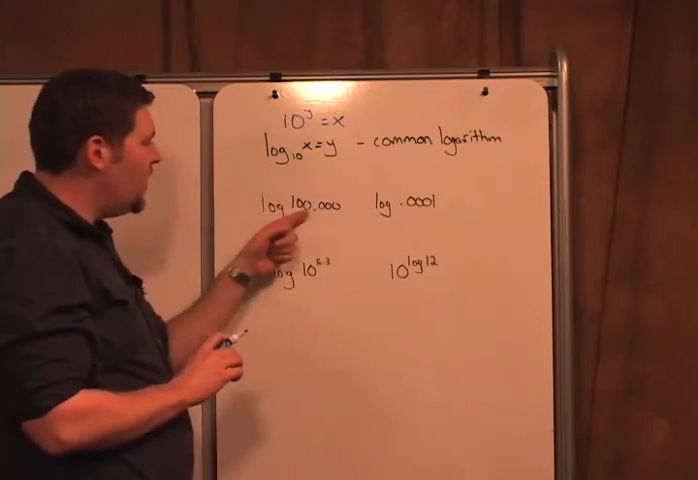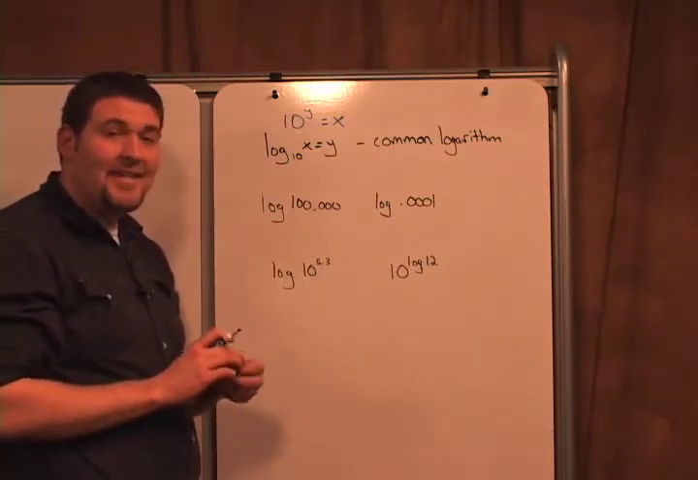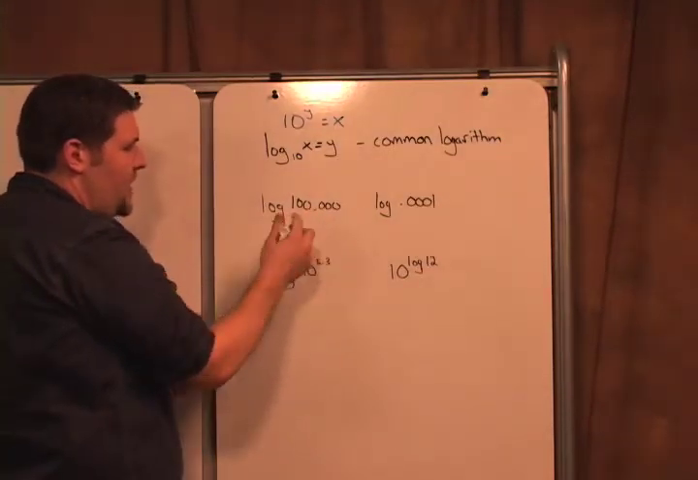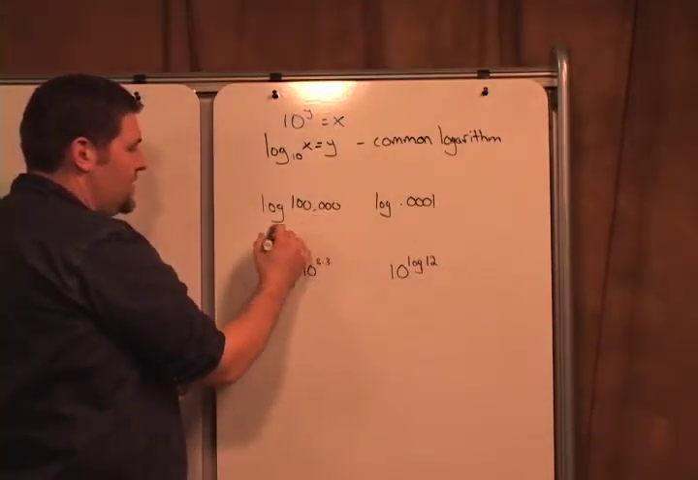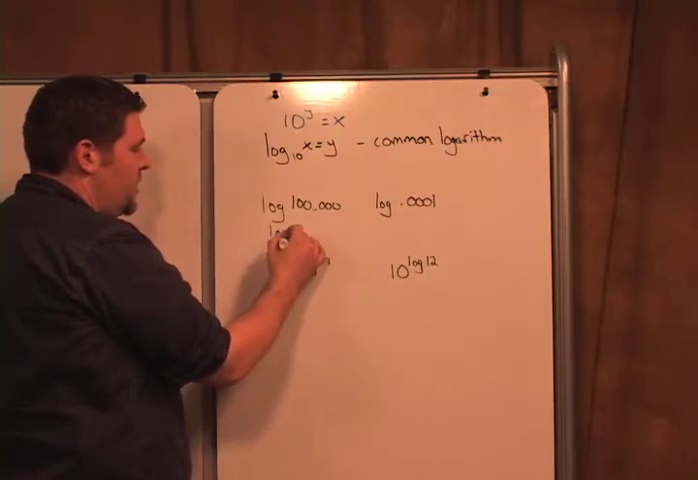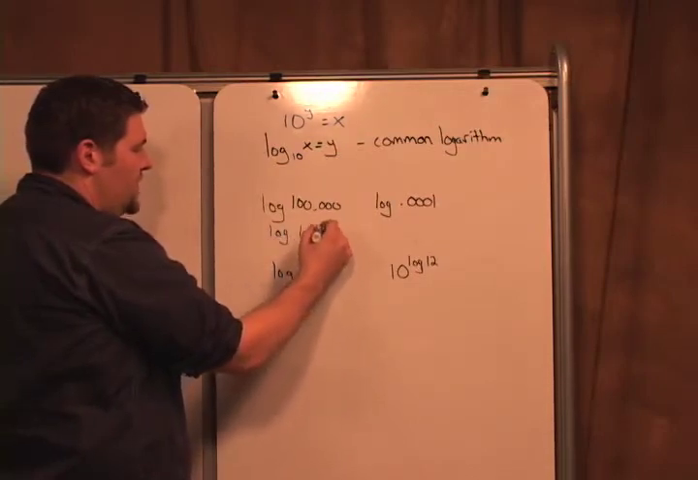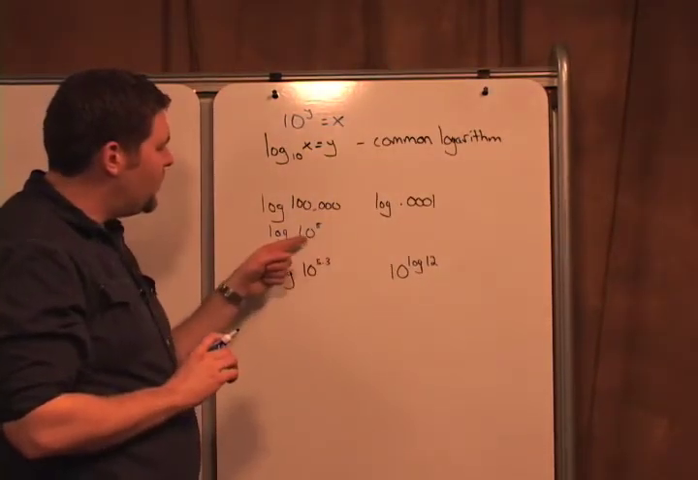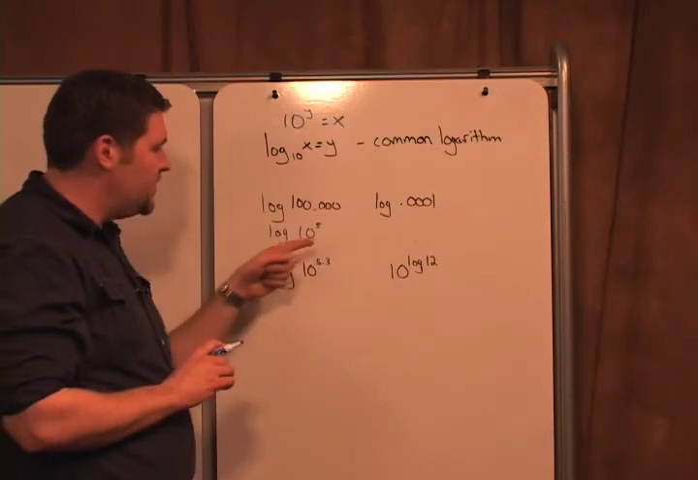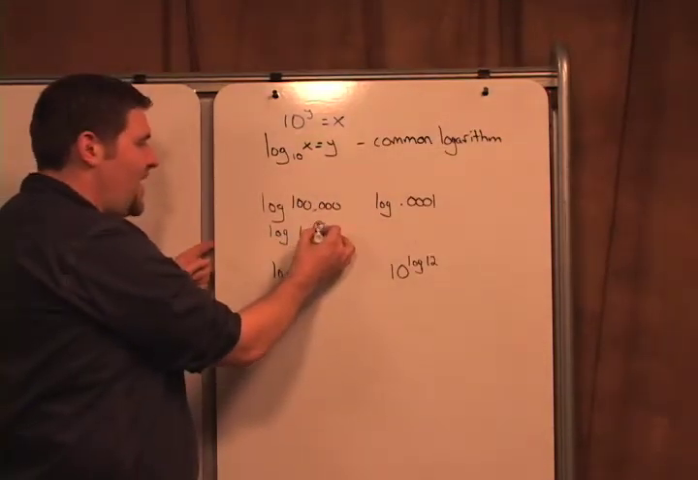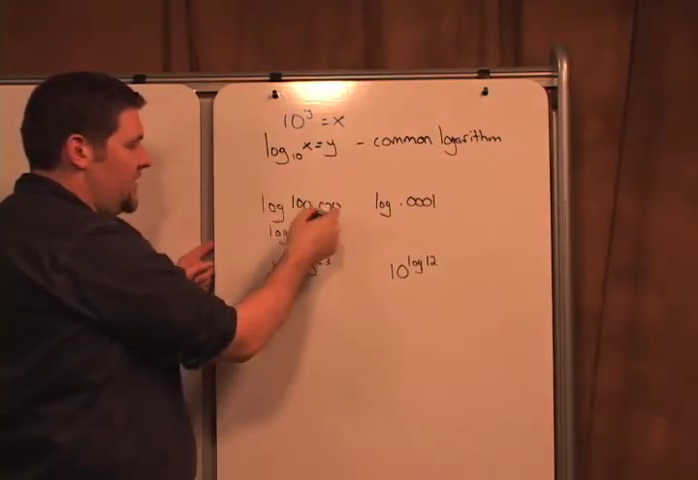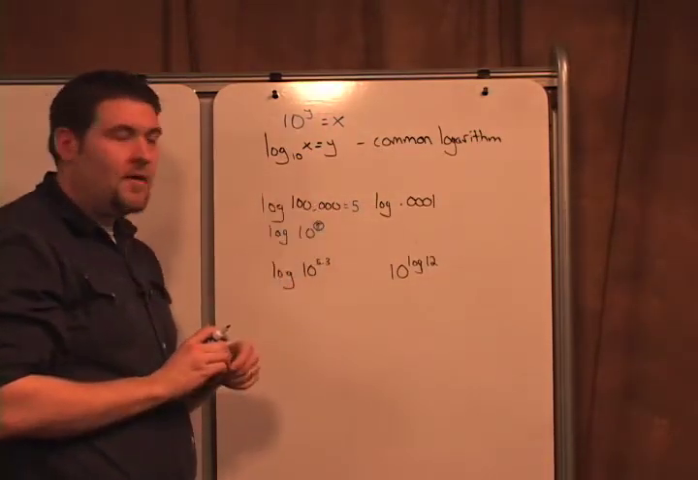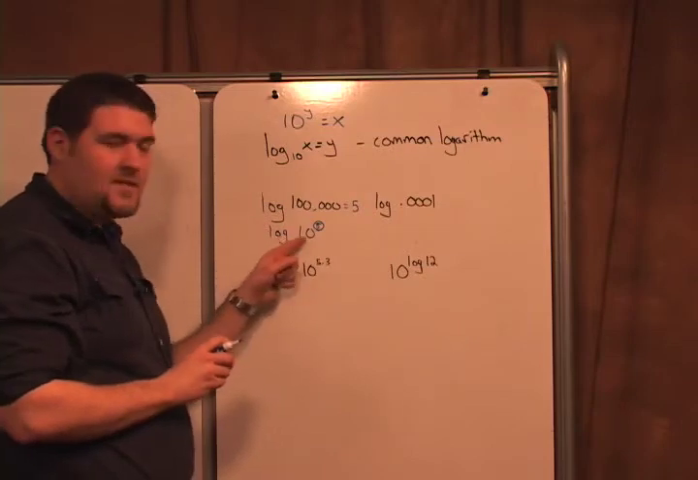Or 10 raised to what power is the number we're trying to log? So this 100,000 that we see here is a power of 10. And so if we start by writing 100,000 as a power of 10, we can rewrite this as the logarithm of 10 raised to the 5th power. Well, then if you answer the question, what power of 10 is 100,000, you can see the powers right here. It's 5. So the answer to this would be 5.